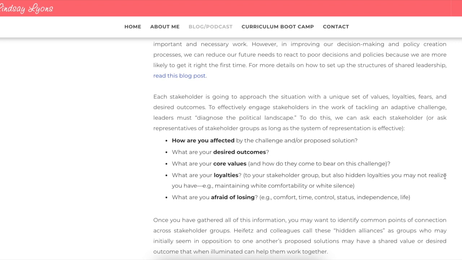What are your loyalties? So sure, your loyalty to your stakeholder group probably, but also your hidden loyalties. You might not even realize you have them, right? You're maintaining your comfort perhaps. Maintaining white comfortability is huge when we're thinking about equity initiatives or anti-racist initiatives. And also, what are you afraid of losing? Again, remember this idea of resistance as loss in the adaptive leadership literature. So I'm losing time. I'm losing control.